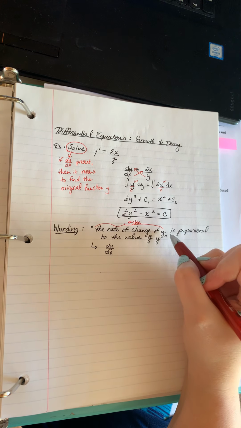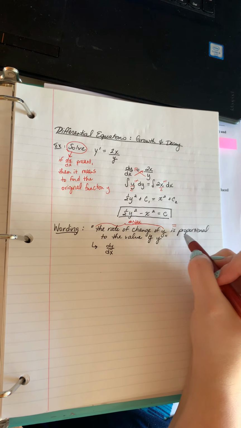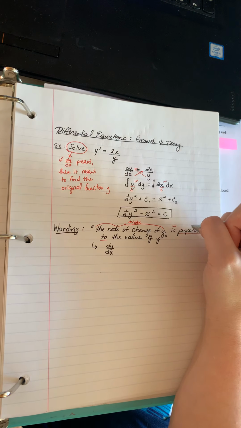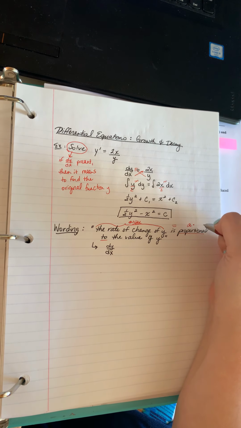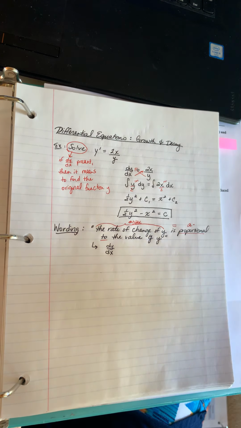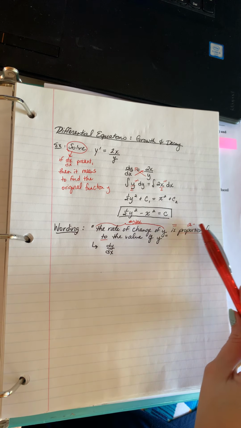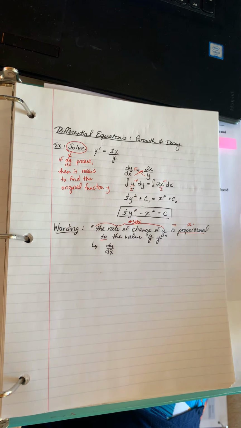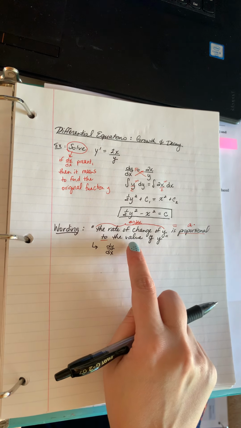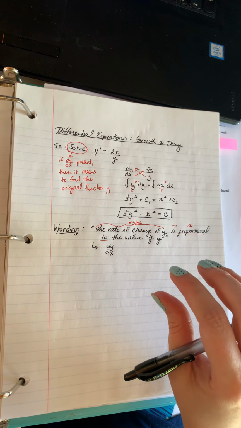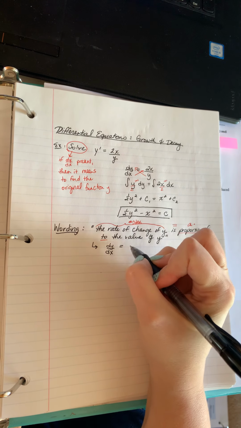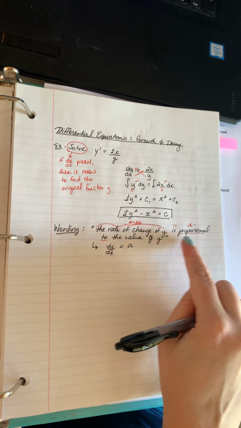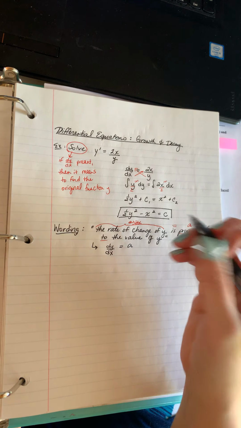Is proportional to means equals, and then proportional to means some kind of variable. I mean, a times whatever comes next, okay? The value of y is going to be on the same level, because is proportional to means same level. If they say inversely proportional to, it means put it on the bottom instead of on the top, okay? So equals a is proportional to the value of y.